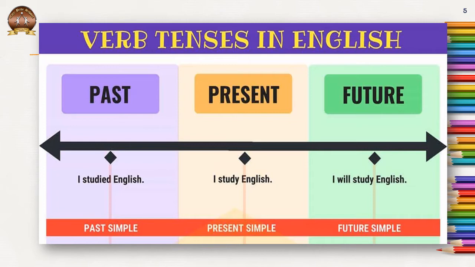So the first thing that we study about past, present and future is the simple form: past simple, present simple and future simple. They are just V1 is present, V2 is past, and V1 plus will or shall makes the simple future tense. It's the most simple.